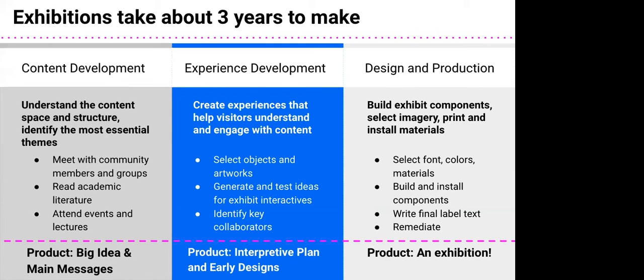The first phase is content development. This is to understand the content space and structure and identify the most essential ideas and stories and threads. This is where you're meeting with community groups. You probably are reading a lot of academic literature. You're going to events and lectures, immersing yourself in the content. The product that comes out of this is, again, hiding under the bar here, a big idea and main messages.